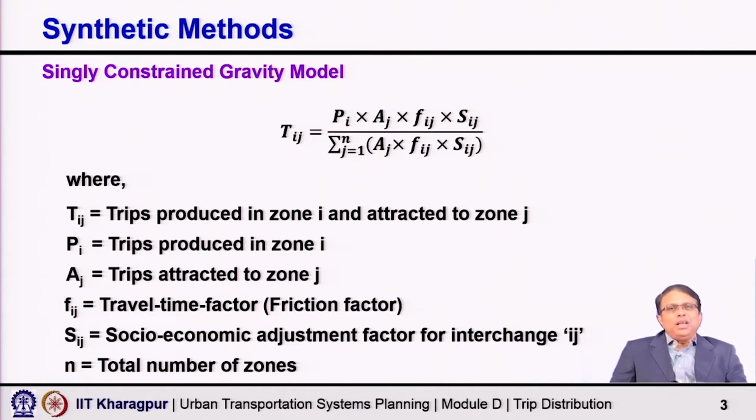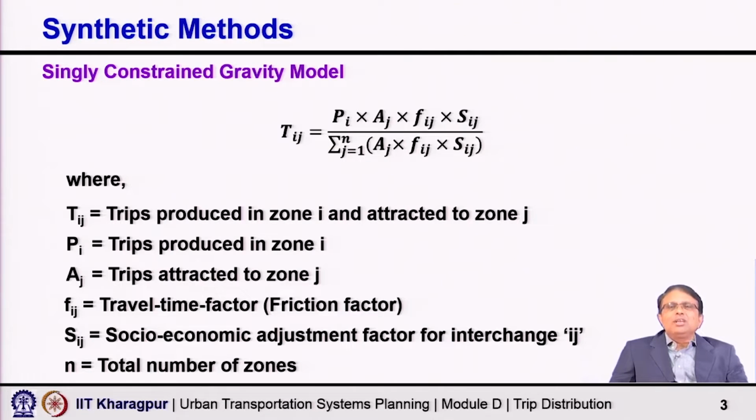So, the model form ensures that Tij summed over j is equal to Pi, that is why it is singly constrained, but the other end does not come automatically. If I sum it over i, does it give me Aj? No, it does not give me Aj automatically, right. So that means one constraint is satisfied, the production constraint is satisfied, but the attraction constraint is not satisfied in this case. So, we call it a singly constrained gravity model.